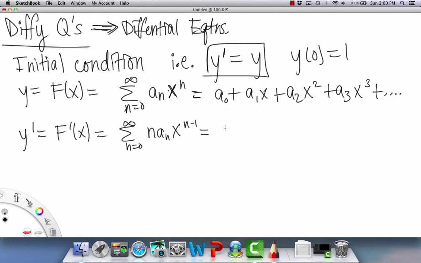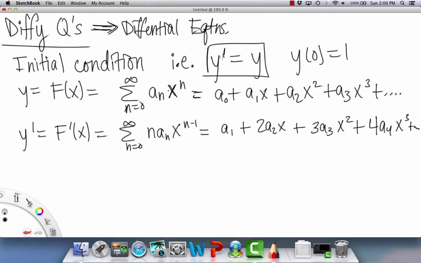So then we get a1 plus 2a2 x plus 3a3 x squared plus, and then I'll write one more, a4 x to the third, and etc. Okay, so in this case, we found the y and the y prime.